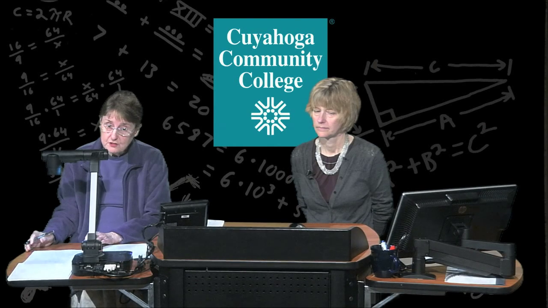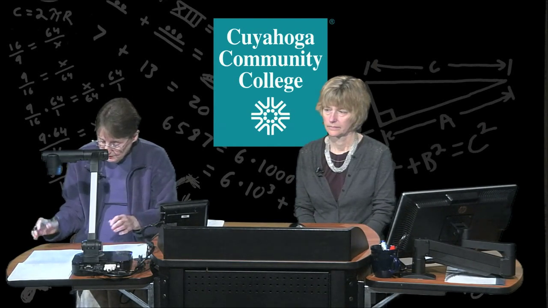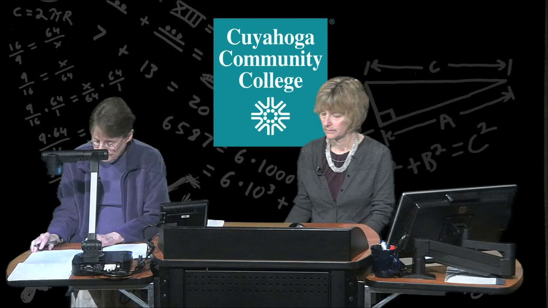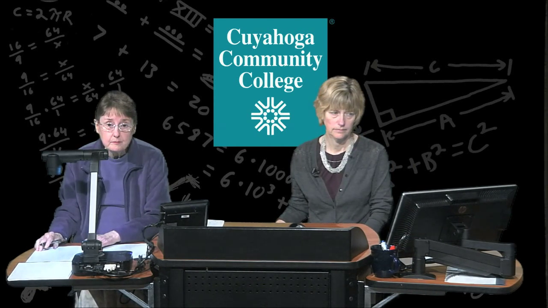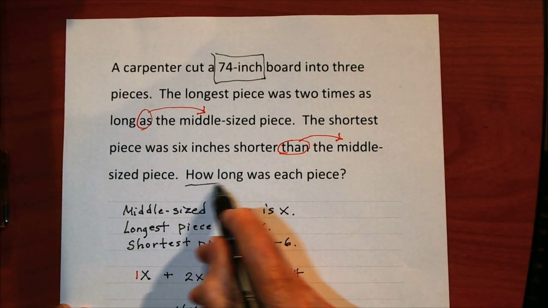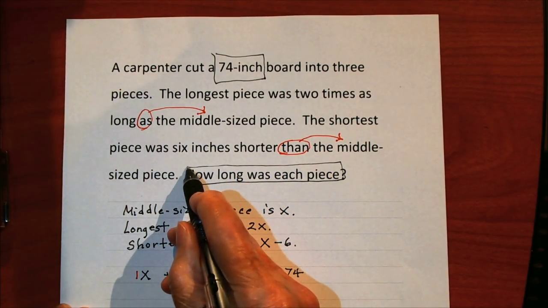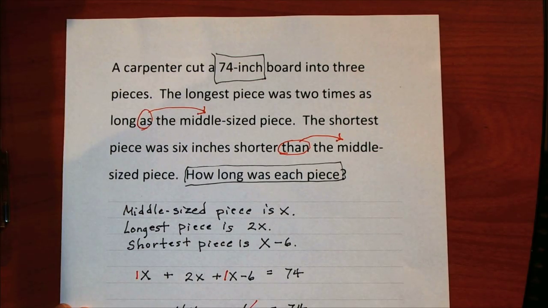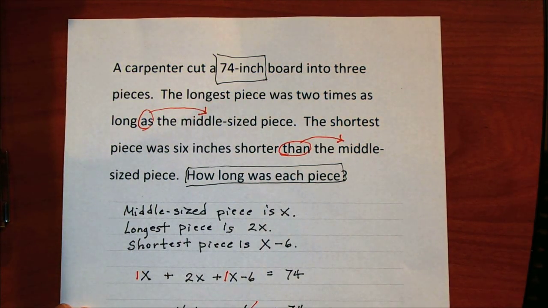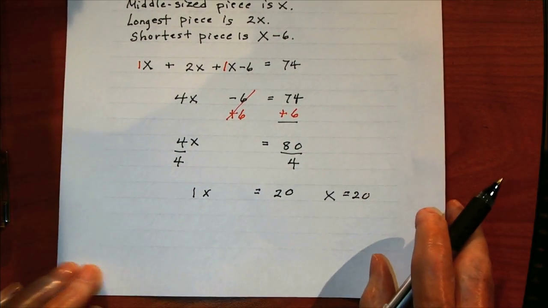Now, we're not finished. You kind of feel like you're finished when you get a number for x, but you go back up to the problem and see what the question was. How long was each piece? So we have 3 answers, and we want them to be in words. When you start with words in a word problem, you end with words in your answer.